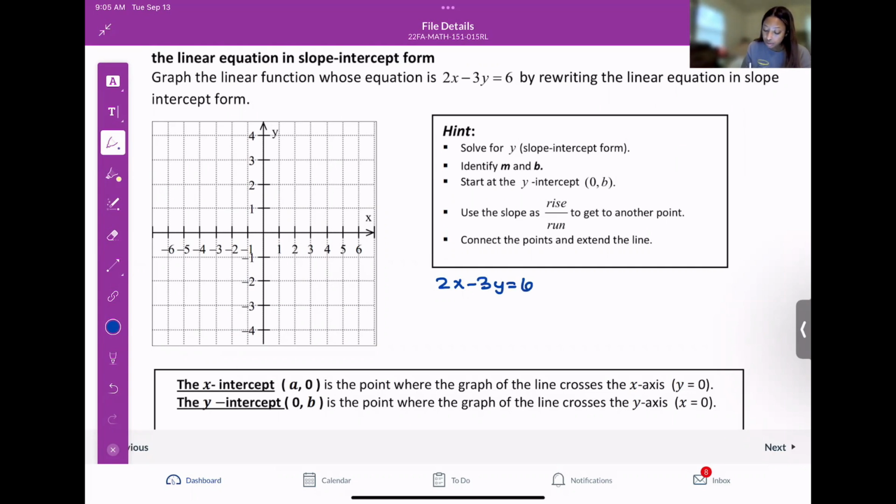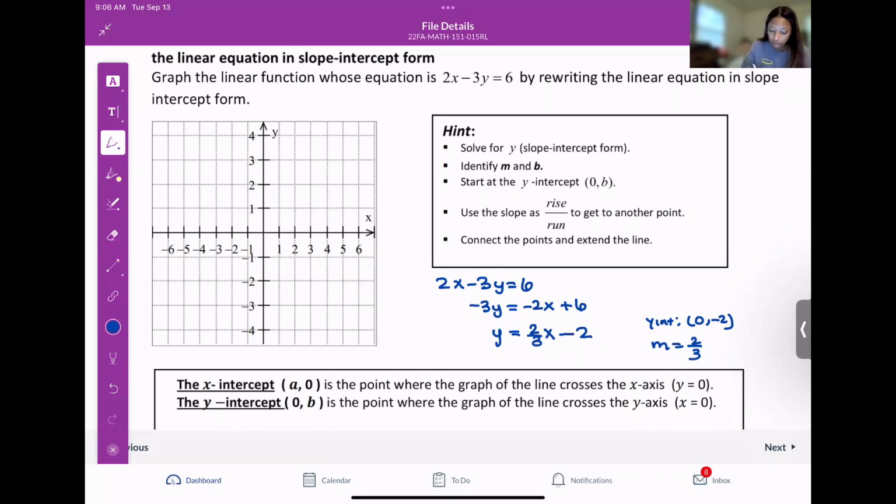So we can subtract the 2x from both sides. That'll give us -3y equals -2x plus 6. And then if we divide everything by -3, we'll get y is equal to 2 over 3 x minus 6 divided by -3 is -2, so -2. This is the equation of the line in slope-intercept form. Now we can easily see that the y-intercept is (0, -2), and our slope is 2 over 3.